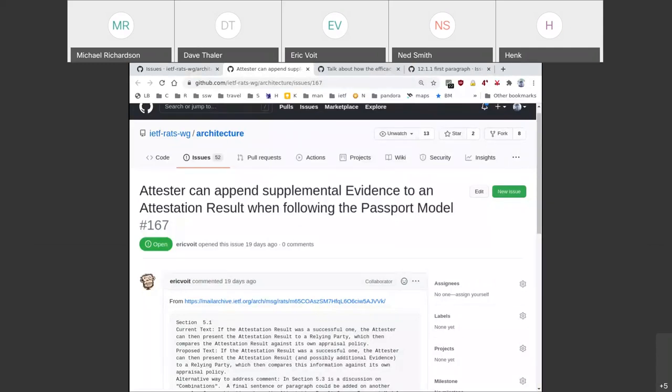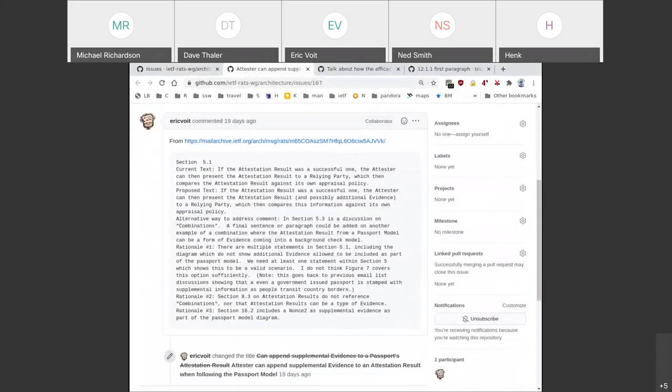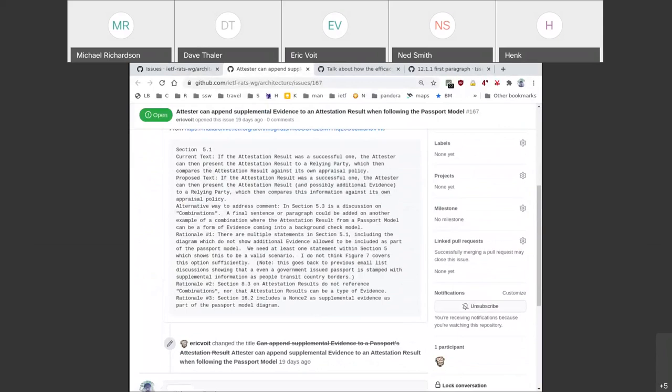The tester can append supplemental evidence to an attestation result when following the passport model. What does that mean? Basically, you can add additional stuff in the passport for when an attestation goes to a relying party. And we actually have that in subsequent examples, such as in section 16.2, when an additional nonce 2 is added as evidence. So I suggested adding a clarification in the proposed text that says, and possibly additional evidence as part of the reply, as part of the attestation result.